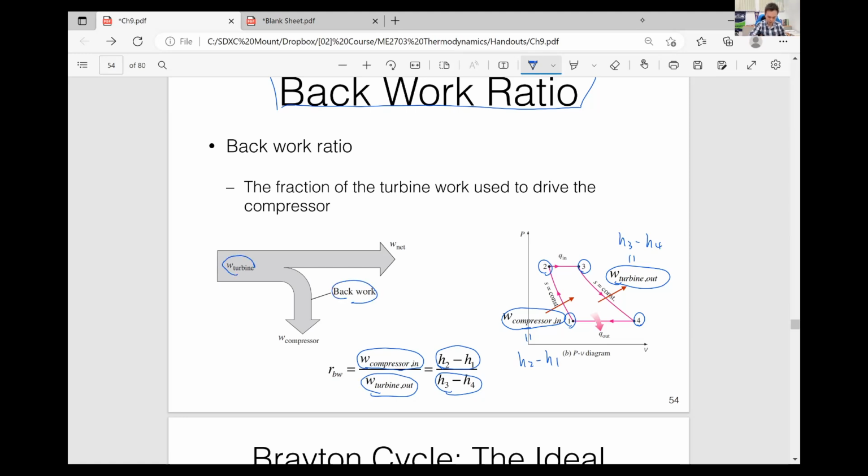Some of the turbine work output is used to supply the compressor. So this is the net work out. The net work out is the turbine work out minus the compressor work in. This is what we call the net work output in this case.